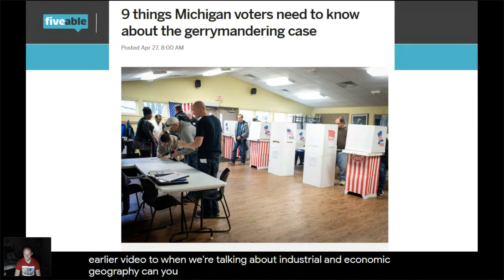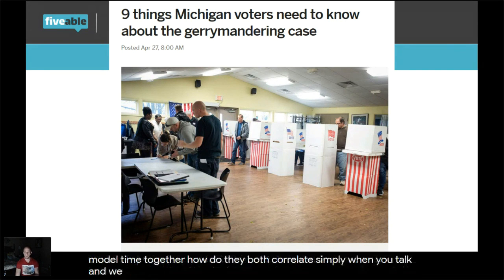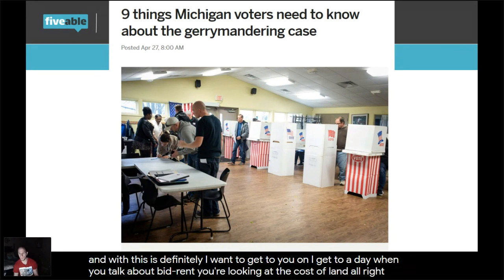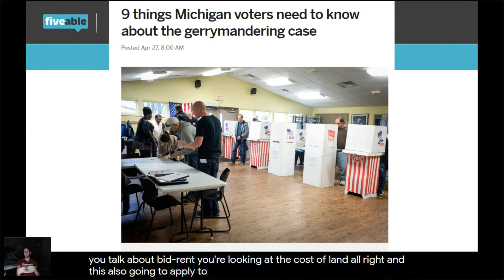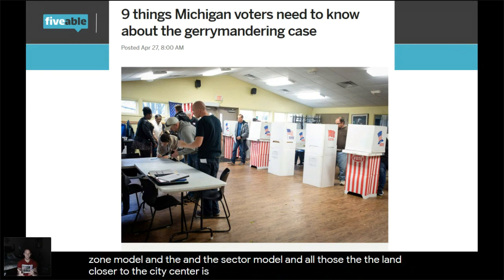Can you explain the bid-rent theory and the Von Thunen model tying together? How do they both correlate? Simply, when you talk about bid rent, you're looking at the cost of land, all right? And this is also going to apply to the urban models, like the concentric zone model and the sector model and all those. The land closer to the city center is going to be more expensive, so the way that we act in regards to that land is going to be different too, especially from an economic standpoint.